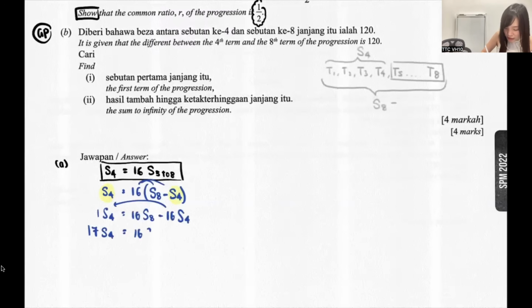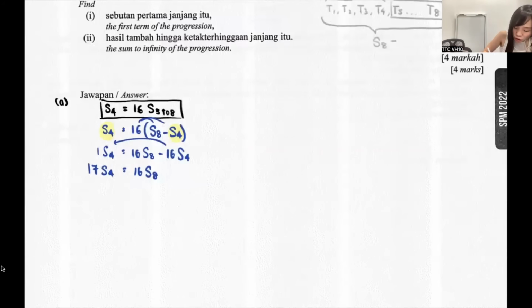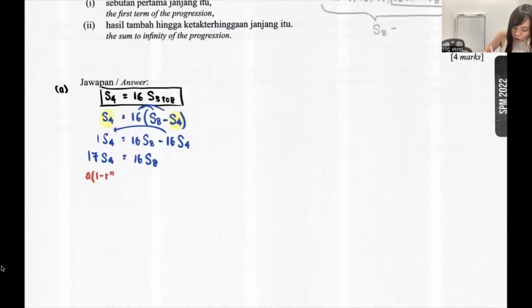Isn't it equivalent to 16 S8? Correct? Now, let me use the formula. So, we are doing GP, guys. GP, okay, I hope you guys remember. GP has two SN formulas, depending on whether the R is more than 1 or less than 1. Even though I don't know whether it is more than 1 or less than 1, I can still look at the answer. The R is 1/2, which is less than 1. So I'm going to use the formula for less than 1, which looks like that. This one is provided in the SPM.